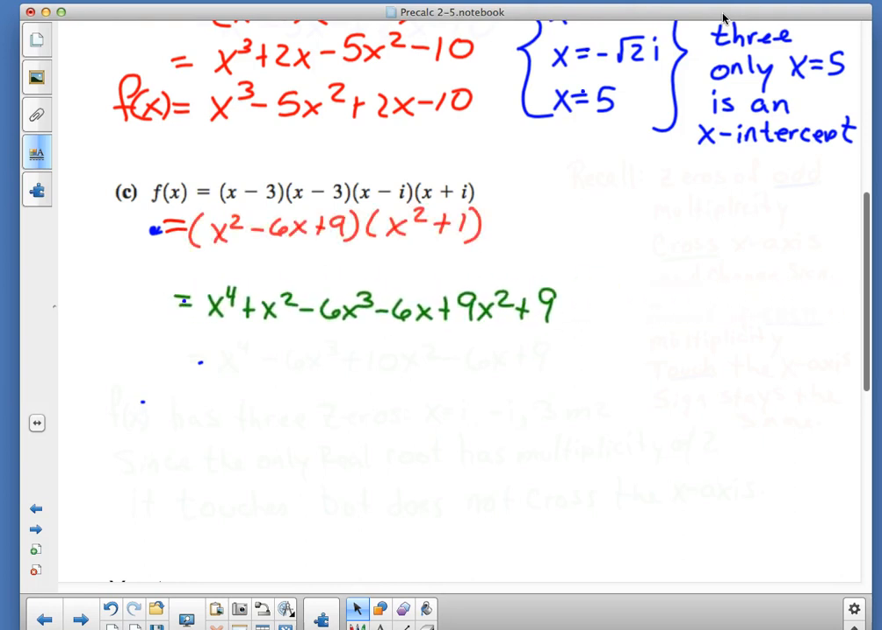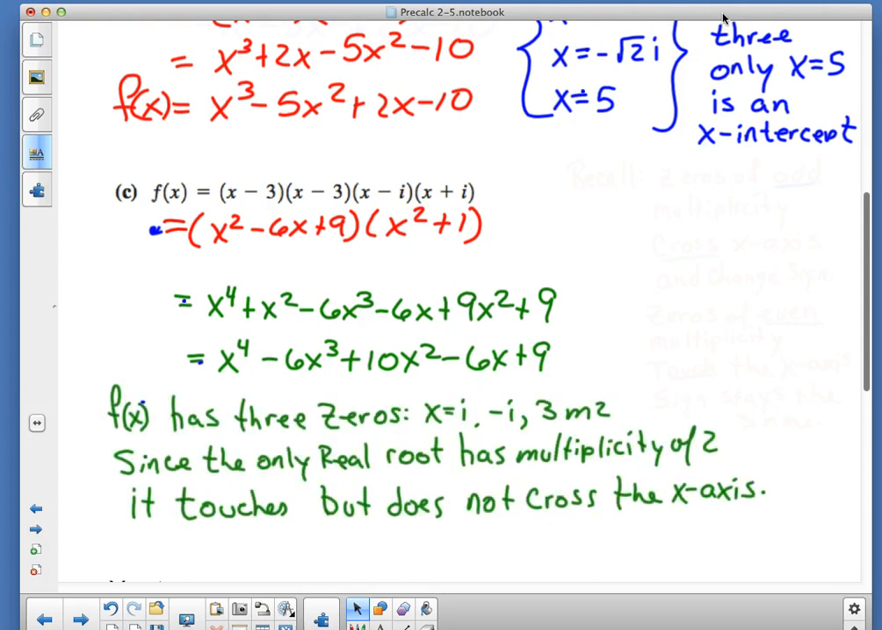Negative 6x times x squared is negative 6x cubed. Negative 6x times 1 is negative 6x. 9 times x squared, 9 times 1. Now, after I do that setup, I combine like terms. And you notice that I did it earlier, but I'm checking it again. After you multiply, just double check you got your powers in there, you got the right variable in there, because there's a tendency to just forget. And then I combine like terms, and I get that done.